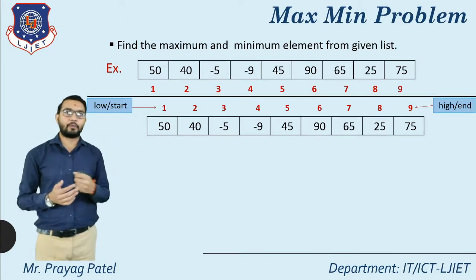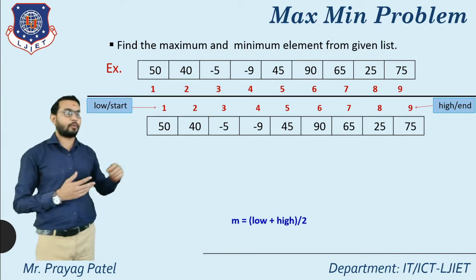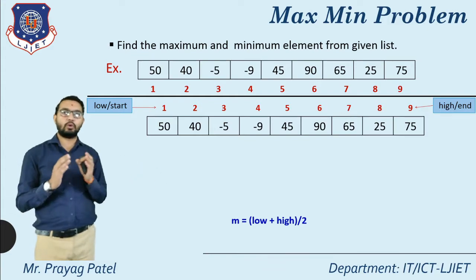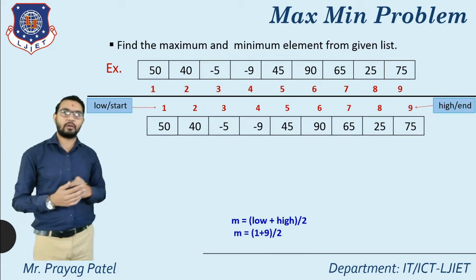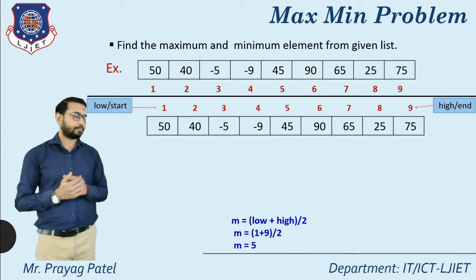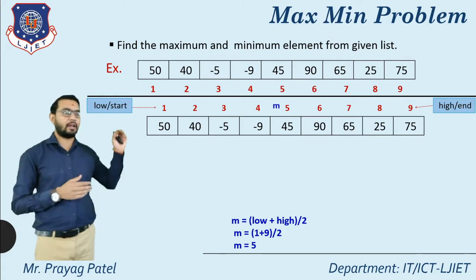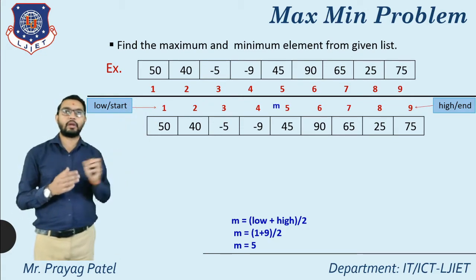Now find the middle point for dividing the problem into sub-problems. What is the middle point equation? Middle point m equals low plus high divided by 2. Here low equals 1 and high equals 9, so 1 plus 9 divided by 2, so m equals 5. We can consider the value of the middle point m as 5.